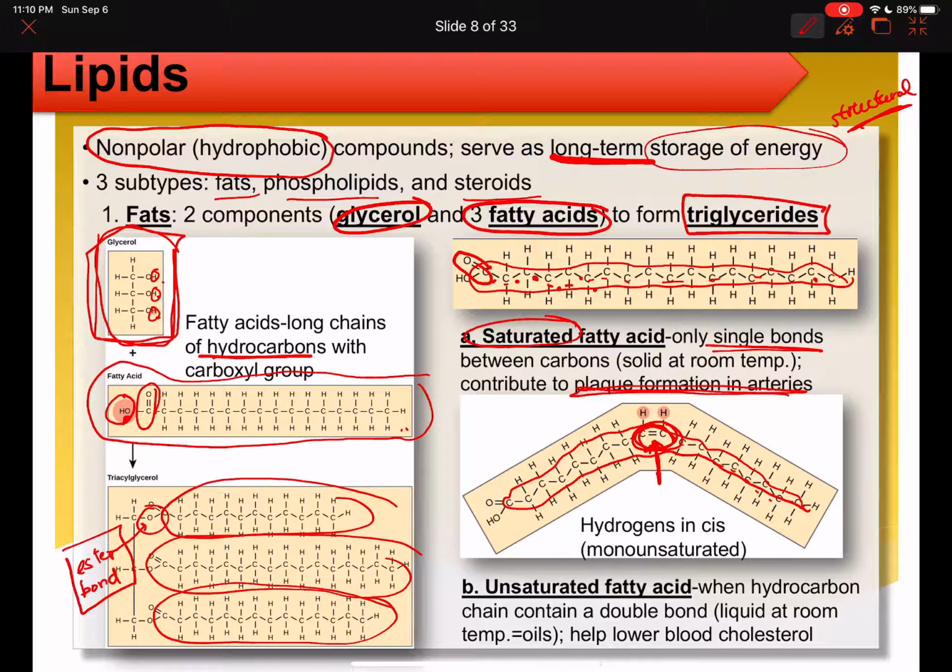When it has at least one of these double bonds, we call it an unsaturated fat. Those unsaturated fat with only one or single double bond is called monounsaturated fat. So this particular example here is a monounsaturated fat. Those with multiple double bonds are called polyunsaturated fat. And we'll talk about specific examples of that in the next slide.